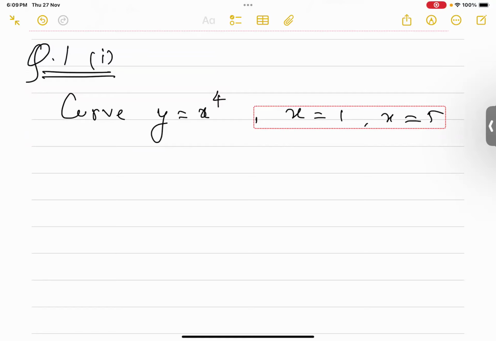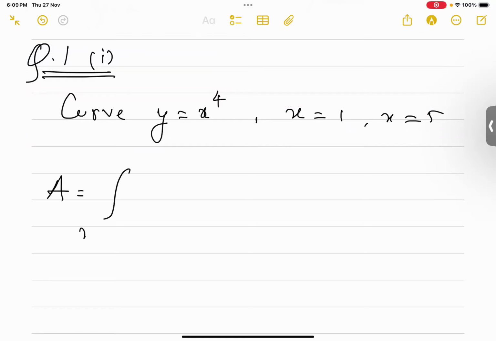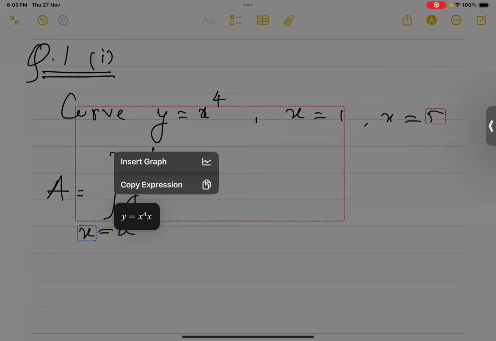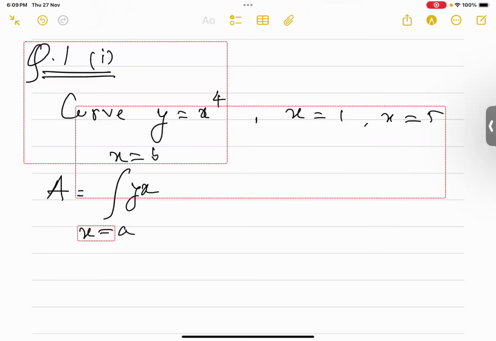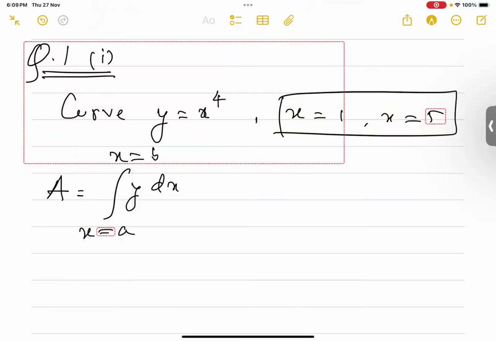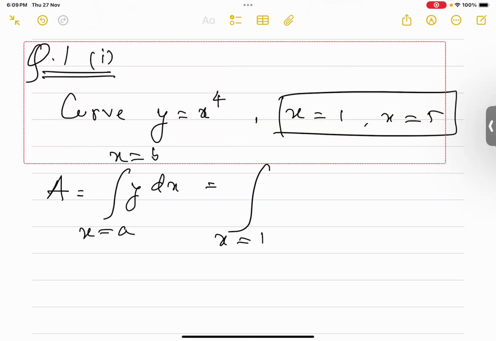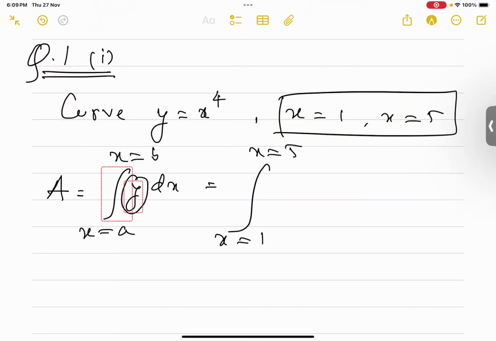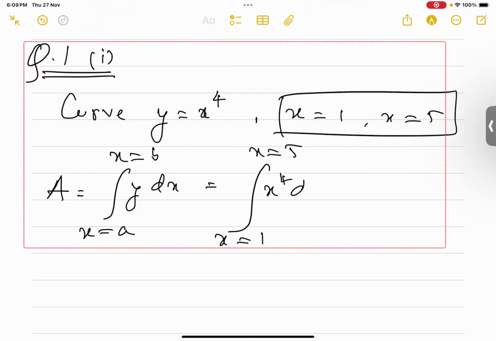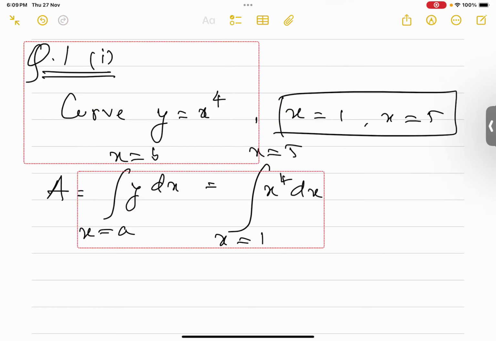So now we'll just write down the formula. The integral from x is equal to a to x is equal to b of y dx, because the lines are x is equal to 1 and x is equal to 5. So we are putting the values: a is 1, b is 5. Y is nothing but x raised to 4.